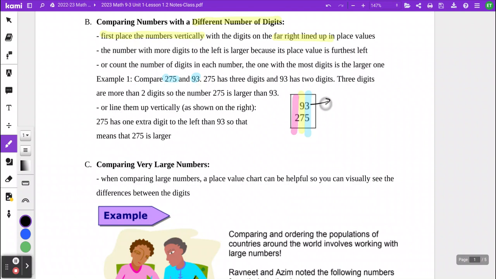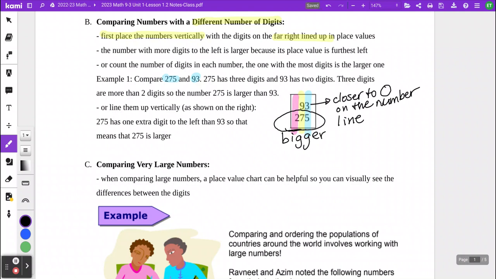So that means this number is closer to 0 on the number line. Because we're always comparing to the numbers on the number line. So that means that the 2-digit number will be closer to 0. The 3-digit number is farther away. So this one, 275, is bigger. It's our bigger, larger number.